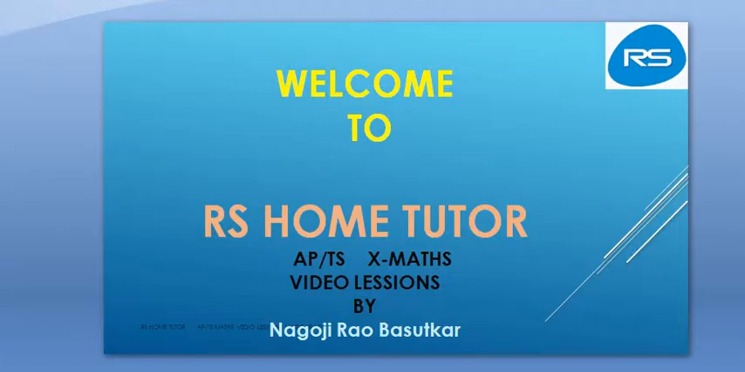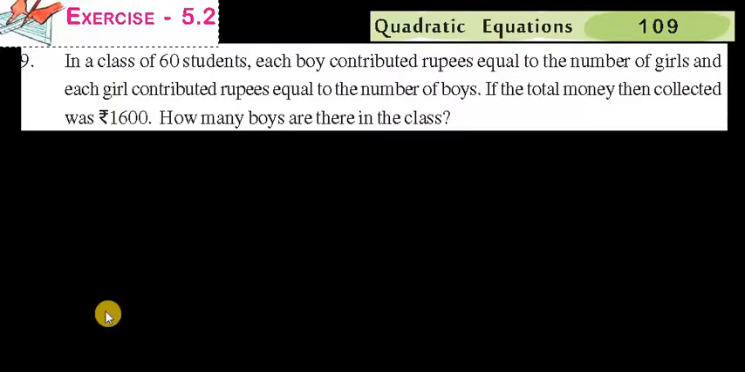We are in quadratic equations, solving Exercise 5.2, question number 9. The question is given in this way. In a class of 60 students, each boy contributed rupees equal to the number of girls and each girl contributed rupees equal to the number of boys. If the total money they collected was 1600 rupees, how many boys are there in the class?